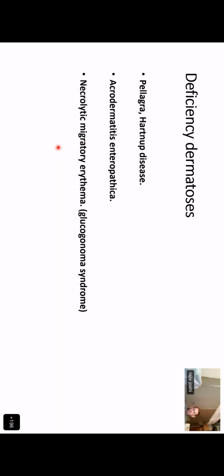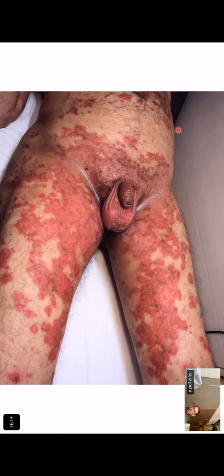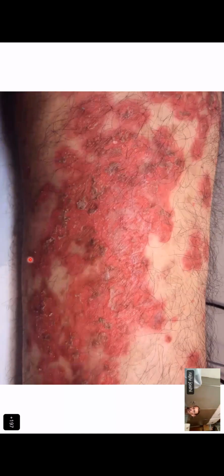So deficiency dermatosis, this particular case is a glucagonoma syndrome. This is what it looked like. This was the patient who had this extensive necrolytic skin patches, loss of weight, diabetes, and he had a glucagonoma, which when it was removed, all this cleared within a week. Then herpes and other viral infections also give ballooning.